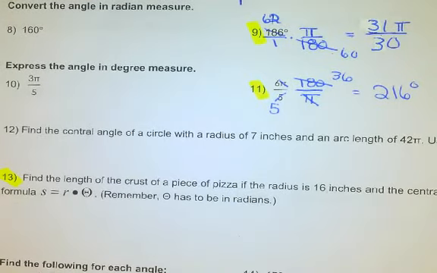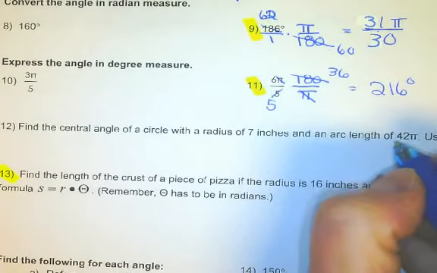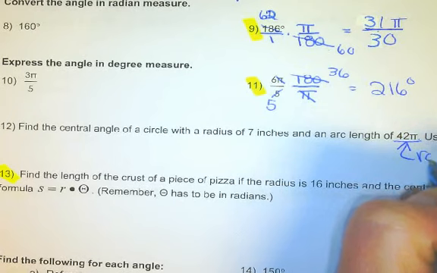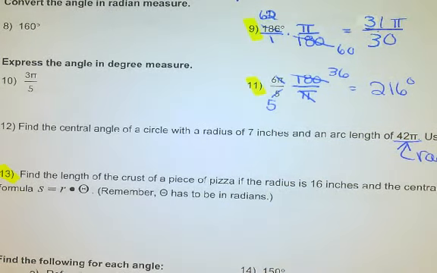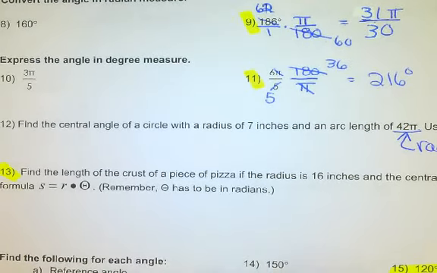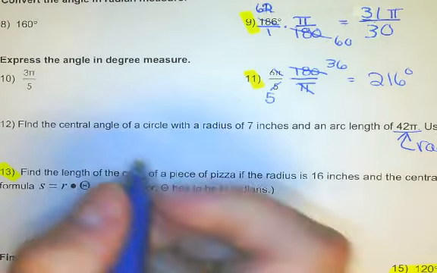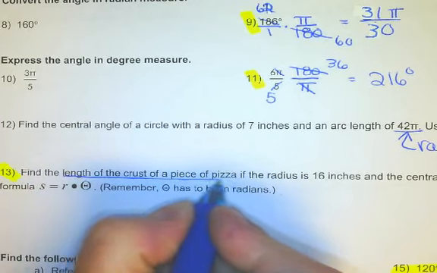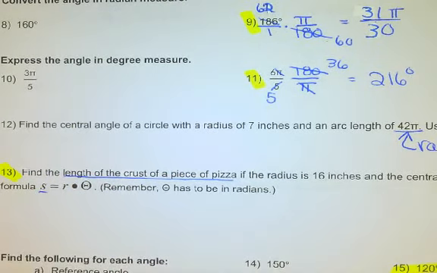All right, the next one says find the central angle of a circle with a radius 7 and an arc length of 42. I'm not going to do this one because this one is already in radians, and if you look at the key online, it'll already have all the work for you. But let me focus on this one. This one says find the length of the crust, which is going to be the arc length.